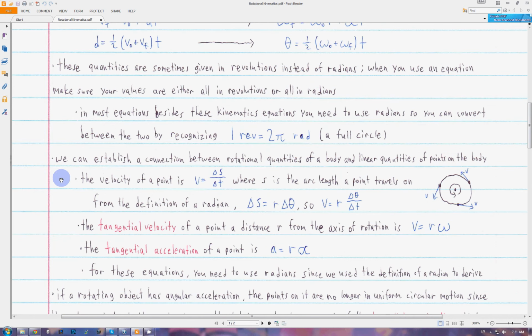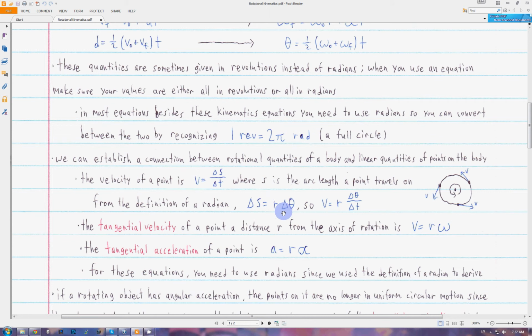So we also can convert between the rotational quantities of the rotating object and the linear quantities of a single point on the object. The velocity of any of these points is just the distance it travels, which is the arc length since it's moving in a circle, over time. And if we use the definition of a radian, which is the angle equals arc length over radius, we can get that a change in the arc length is equal to the radius times the change in the angle.